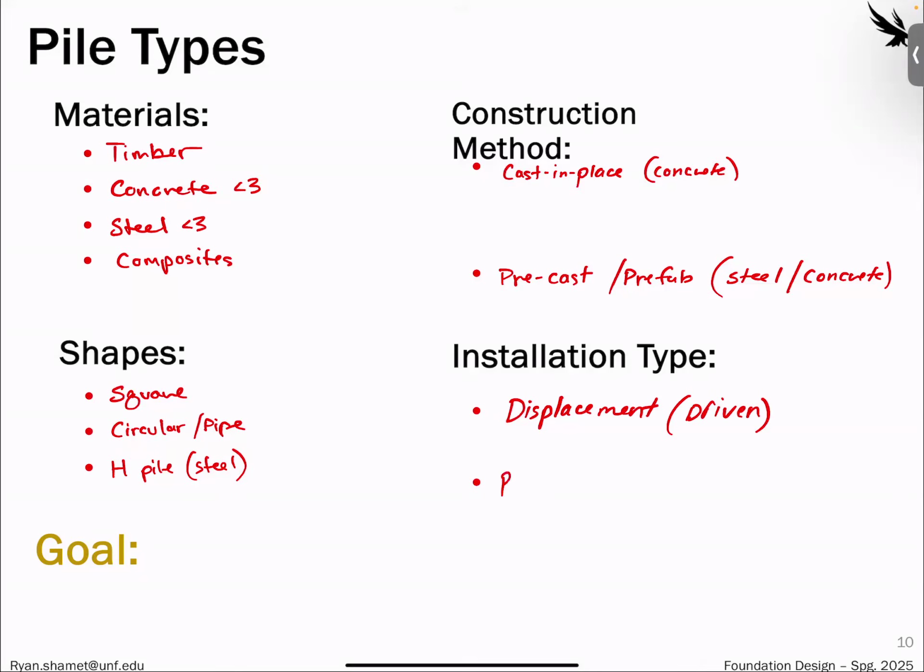Or there is a replacement, meaning we make some type of hole with an auger or a bucket or something. We dig some type of hole, we remove soil, and then we replace it with a pile. And so this is called our augering method, auger.